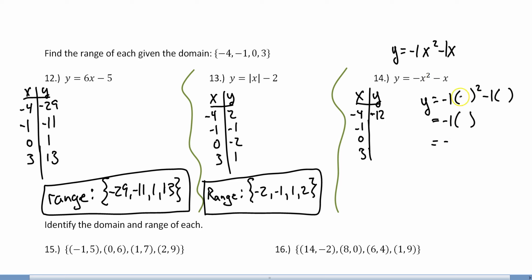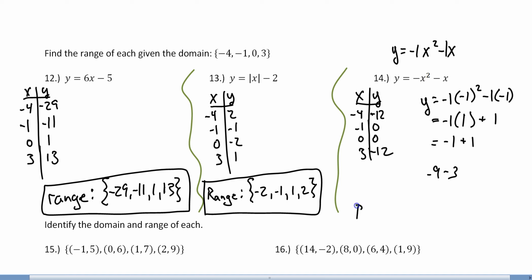So if I plug the -1 in this time, and these are far more difficult with the negatives, -1 squared is a +1. Over here, this gives me a +1, and I get a -1 plus 1, which is a 0. Okay. And then I plug the 0 in. When you plug the 0 in, you should get a 0 out. And then I'll plug the 3 in. When I plug the 3 in, I get 3 squared is a 9, and then it becomes a -9, and then minus the 3 becomes a -12 as well.